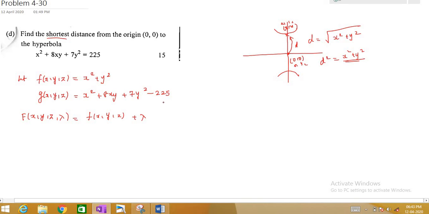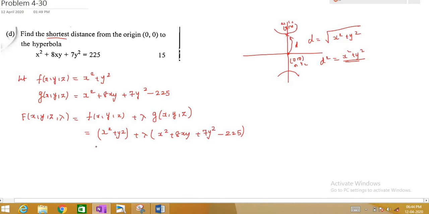You please pause the video and try to solve the problem on your own, because we have been solving many problems based on Lagrange multipliers. So our F of x, y, z is x square plus y square plus lambda times g of x, y, z, which is x square plus 8xy plus 7y square minus 225.